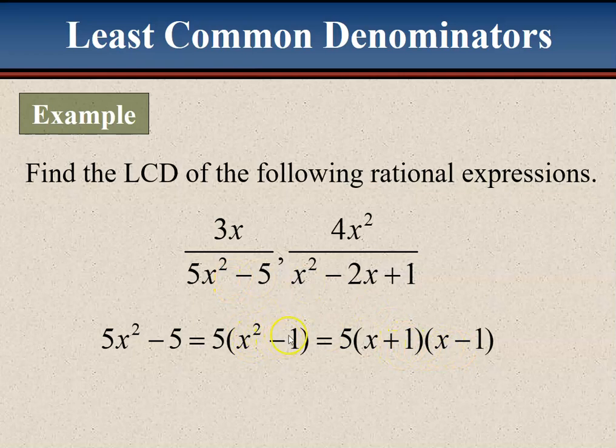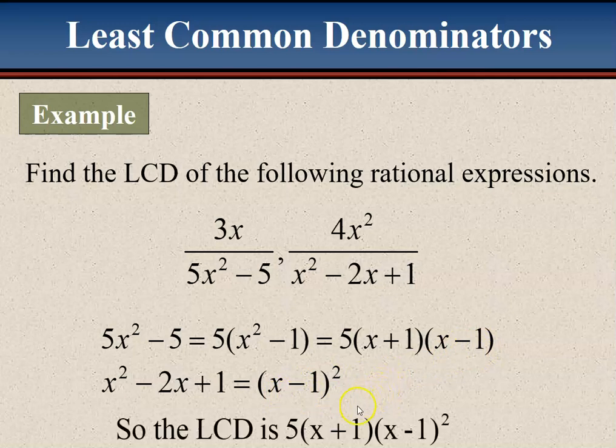Because x squared minus 1 is also the same as x squared minus 1 squared. Okay, this one will give us the a minus b, a plus b form, which is the difference of two squares. And the other one we can write as (x minus 1) squared. So here we can observe the factors x plus 1 and x minus 1, and then x minus 1 again. Therefore your common denominator will be (x plus 1) times 5 times (x minus 1) squared.